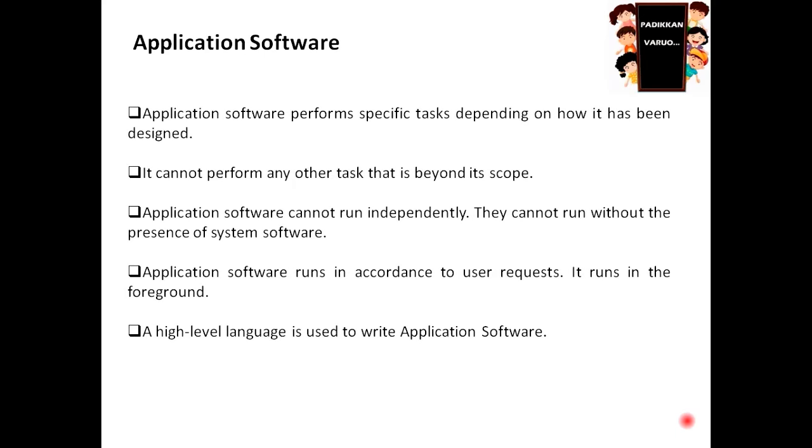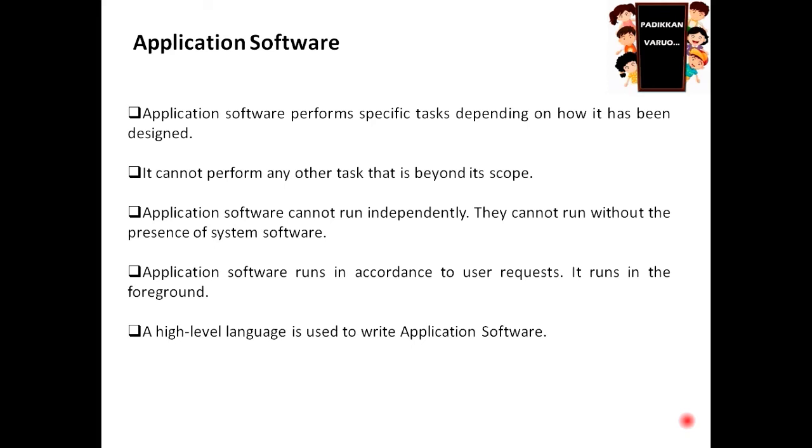Okay. Next, we will move on to the second category of software, that is application software. An application software is specially designed to perform a certain task depending upon how it has been designed. It cannot perform any other task that is beyond its scope. See, Adobe Photoshop is an application software. We are specifically using it in order to perform image editing. We cannot use Adobe Photoshop to play a particular video, and we are not using it for browsing. Adobe Photoshop is specifically designed for image editing purposes. So, an application software is specifically designed to perform certain actions.